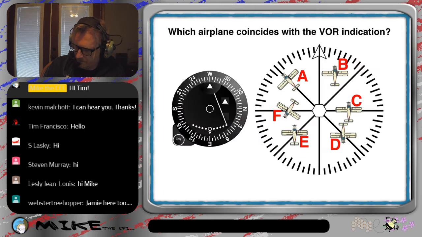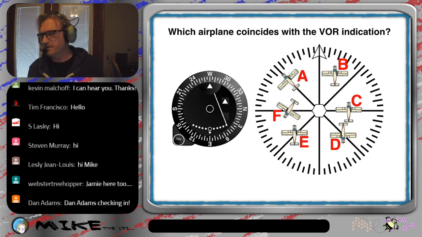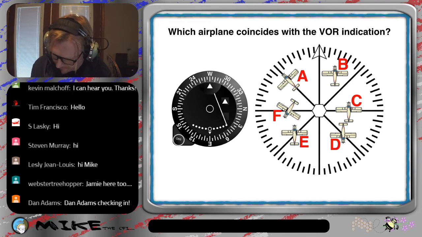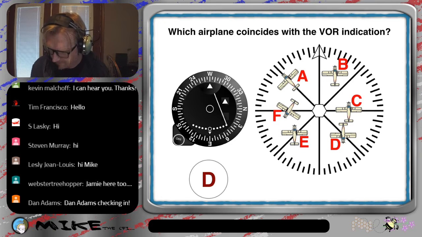And if we go back to the selections, we see that letter D is the only option that matches the criteria there. So that is the answer. Remember, the actual direction the airplane is facing does not matter.